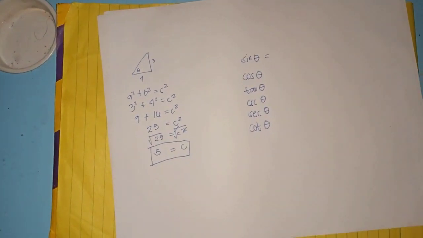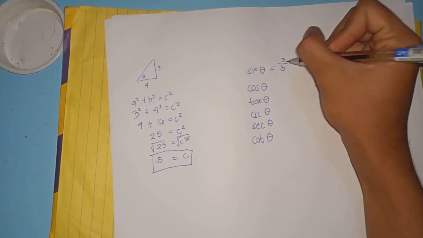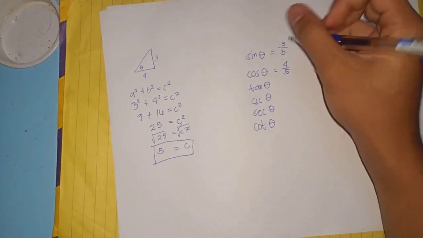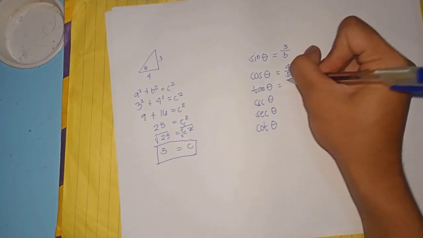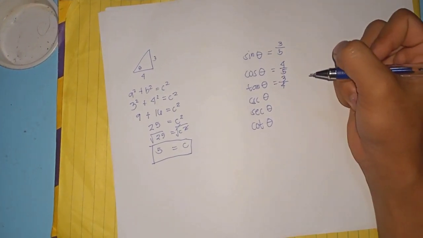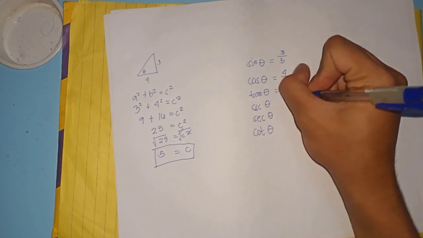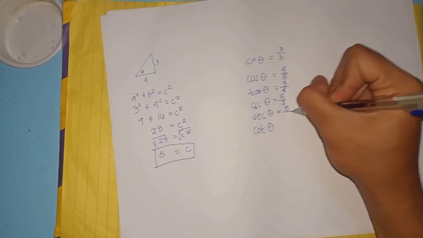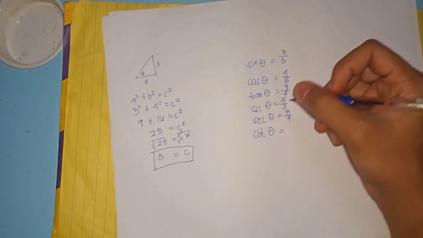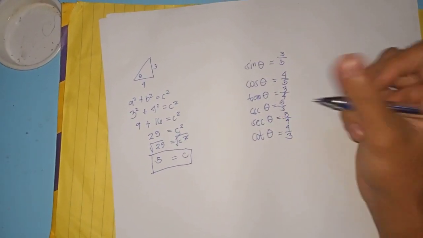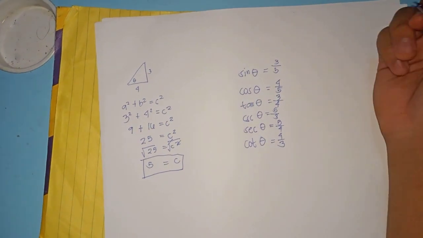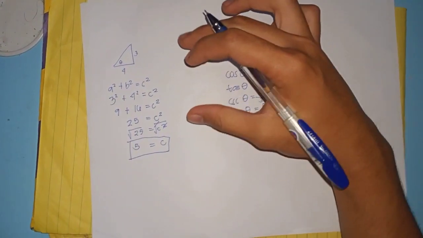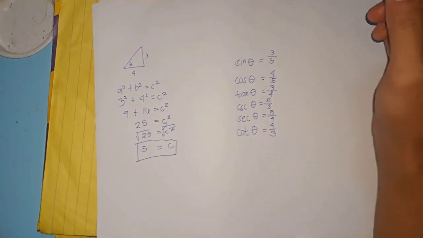So sine theta, we have 3 over 5. Cosine theta, we have 4 over 5. Tangent theta, we have 3 over 4. And cosecant theta, we have 5 over 3. And secant theta, we have 5 over 4. And cotangent theta, we have 4 over 3. So that's how we find the hypotenuse and then the 6 trigonometric functions.